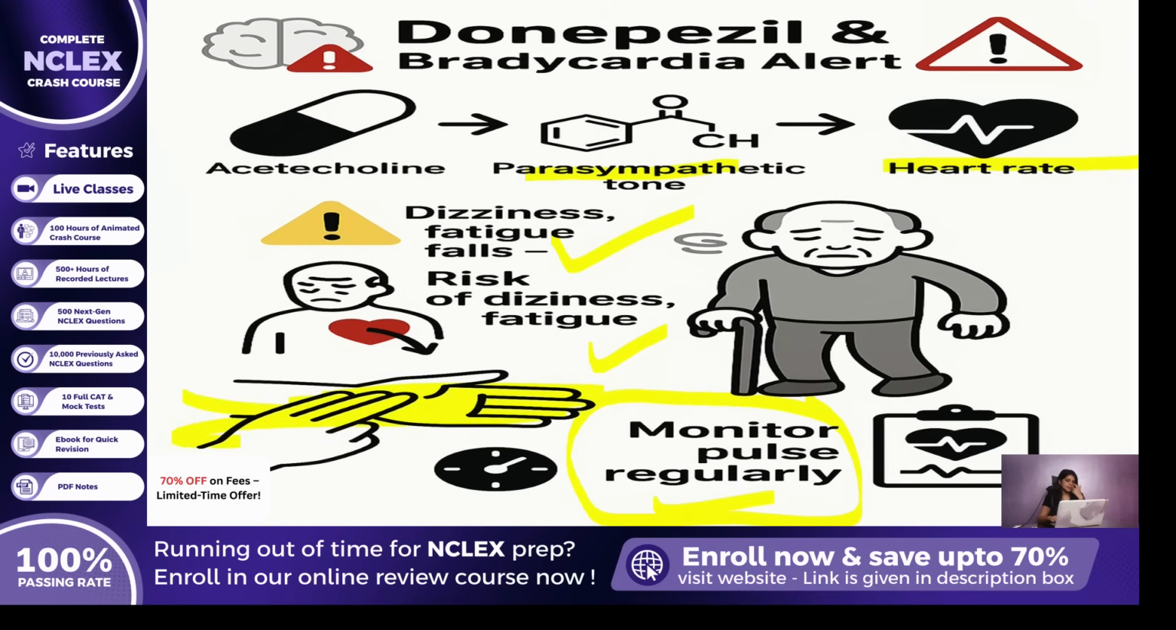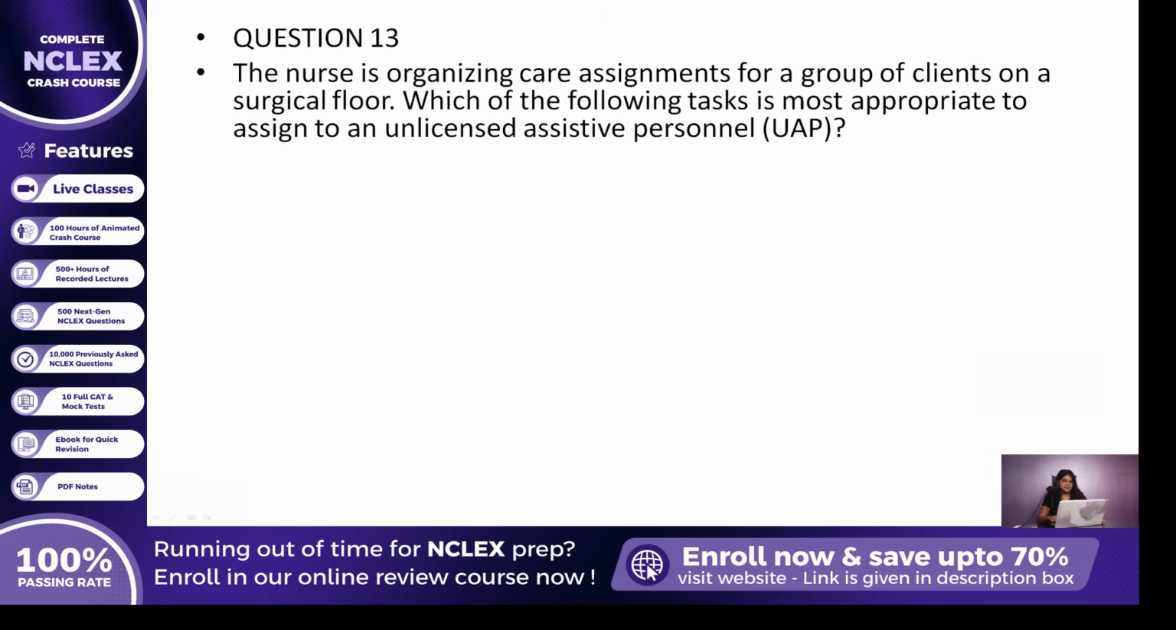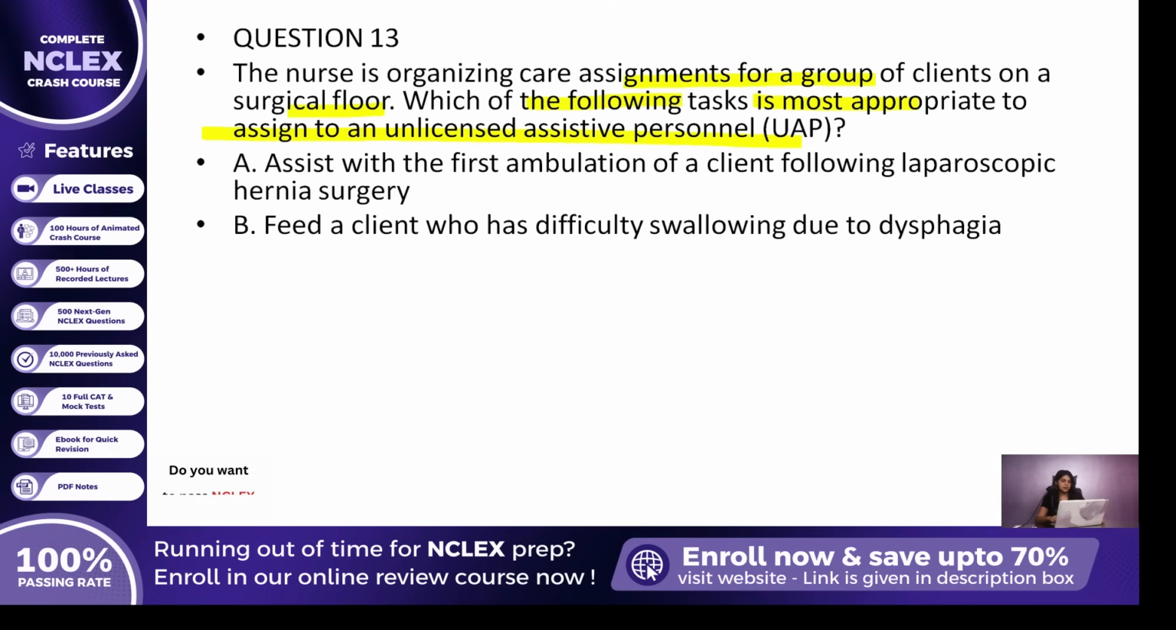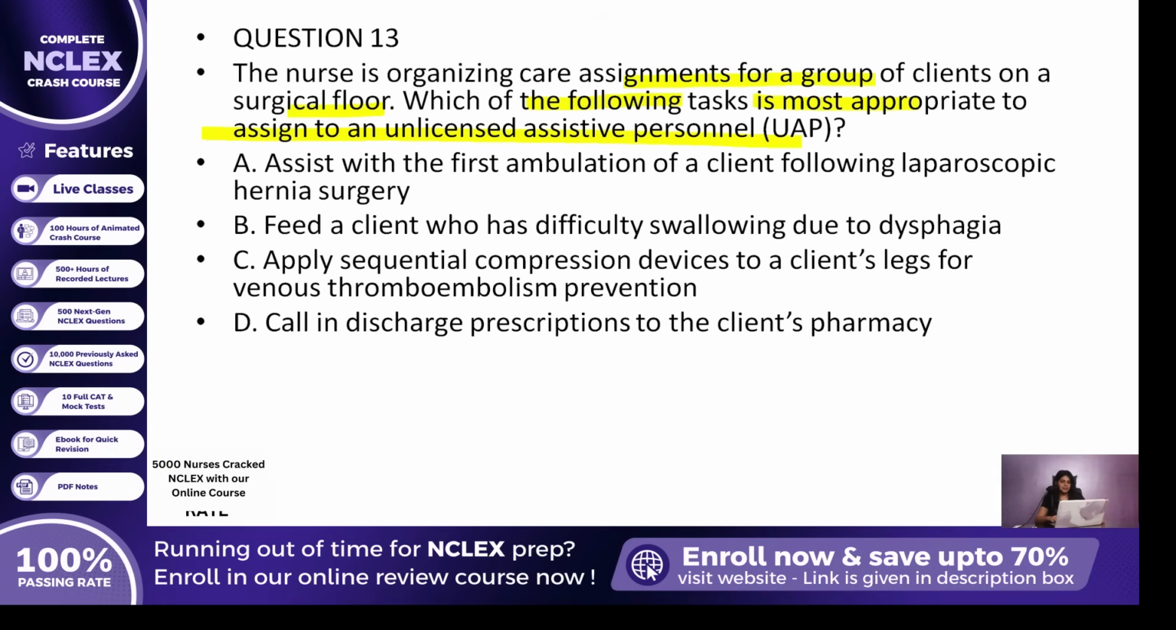Let us now shift to question 13, which focuses on appropriate delegation in a surgical care setting. The nurse is assigning tasks to team members on a surgical floor. Which of the following duties is most appropriate to delegate to an unlicensed assistive personnel? Here are the options. A. Assist with the first ambulation of a client following laparoscopic hernia surgery. B. Feed a client who has difficulty swallowing due to dysphagia. C. Apply sequential compression devices to a client's legs for venous thromboembolism prevention. D. Call in discharge prescriptions to the client's pharmacy. The correct answer is option C.